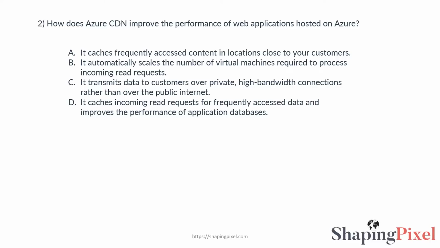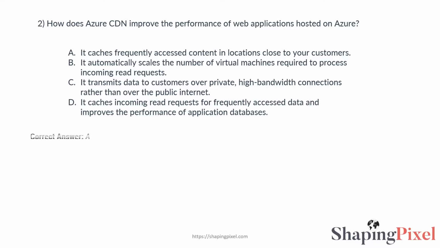Question number two. How does Azure CDN improve the performance of web applications hosted on Azure? And we have the following four options. Option A, it caches frequently accessed content in locations close to your customers. Option B, it automatically scales the number of virtual machines required to process incoming read requests. Option C, it transmits data to customers over private high bandwidth connections rather than over the public internet. Option D, it caches incoming read requests for frequently accessed data and improves the performance of application databases.